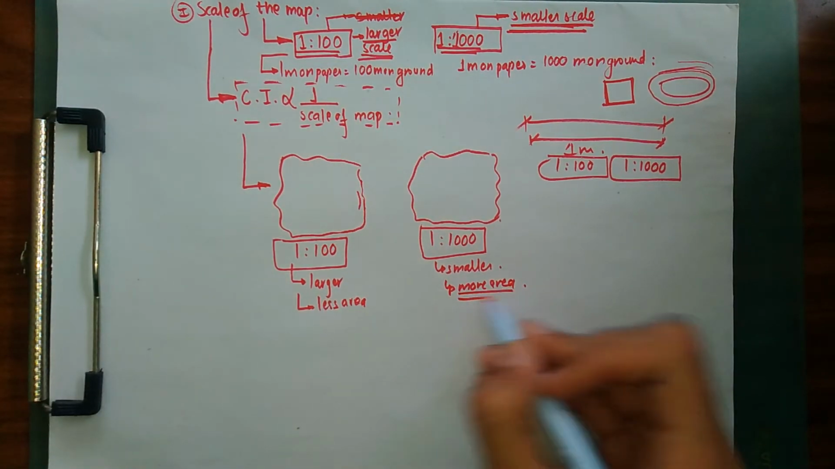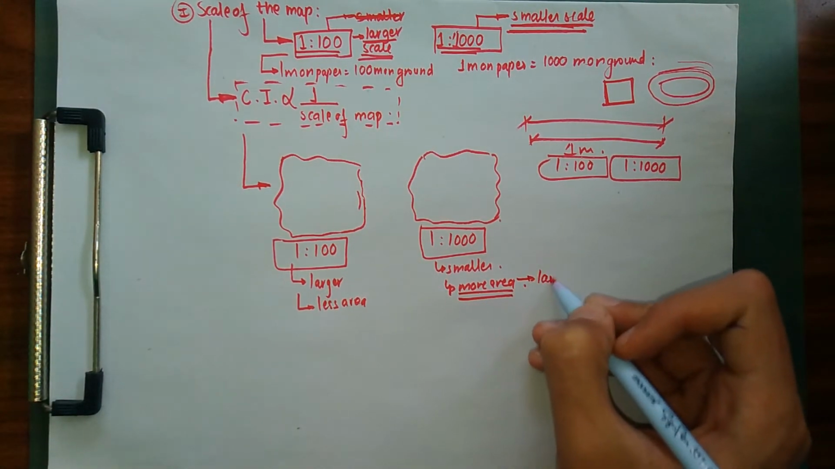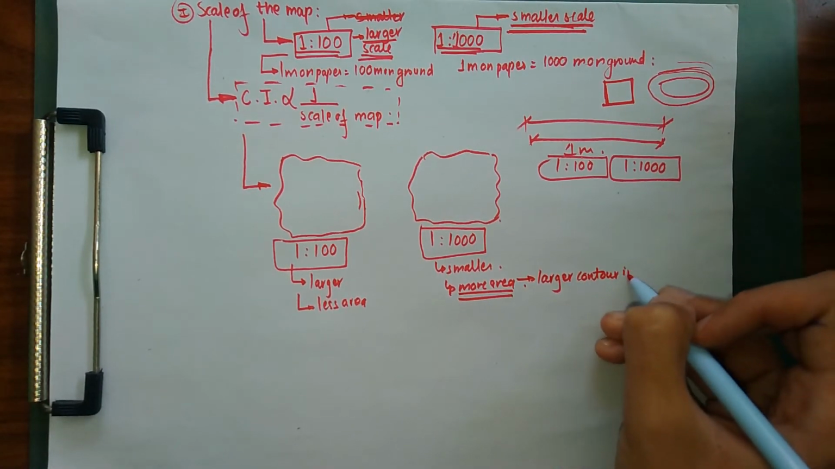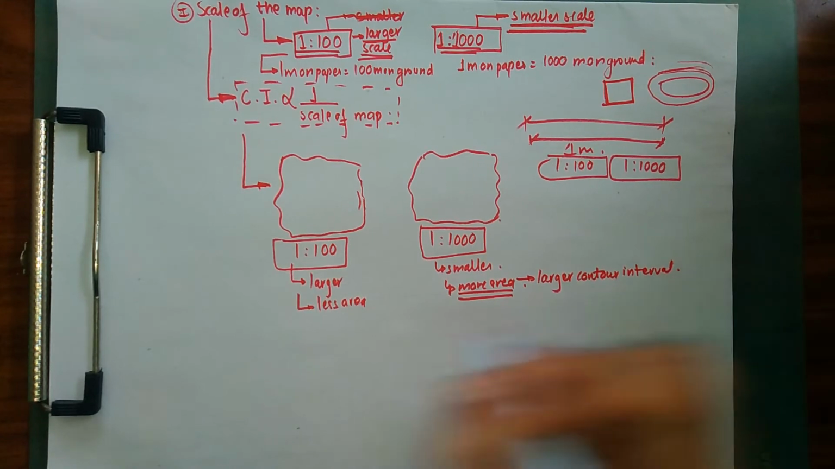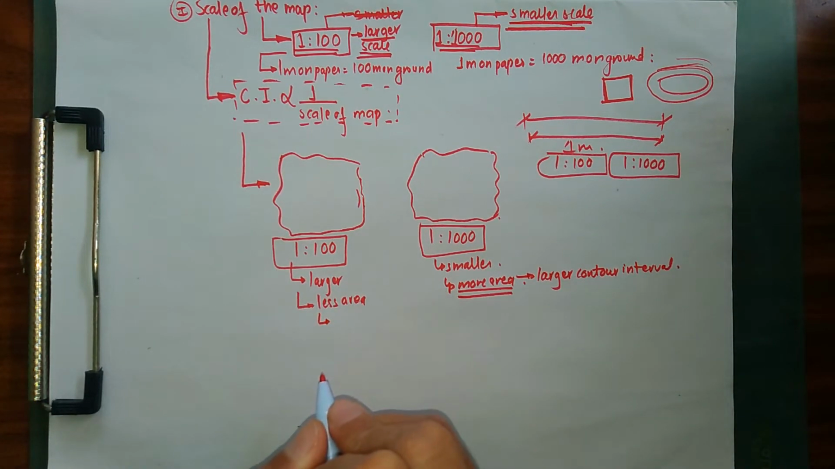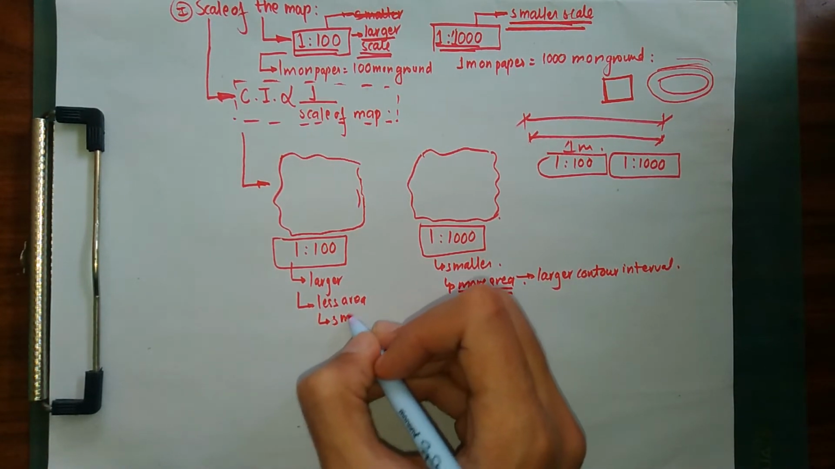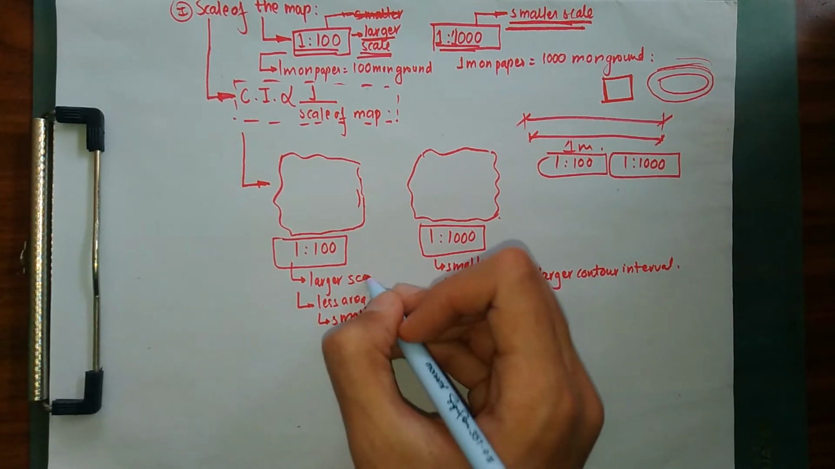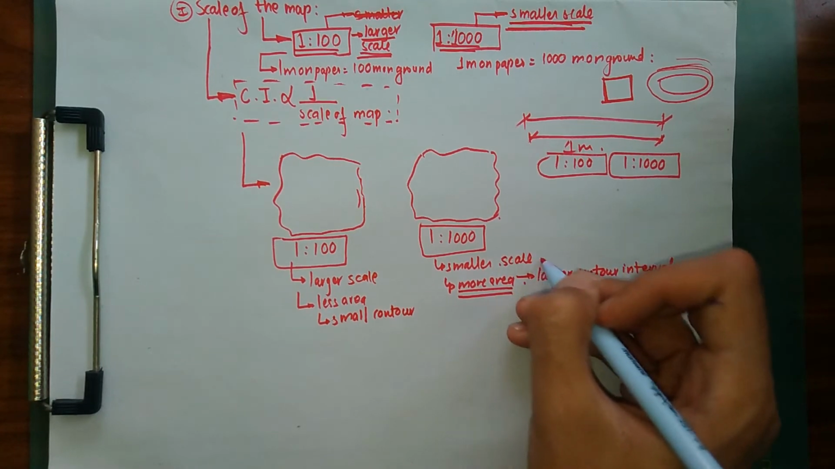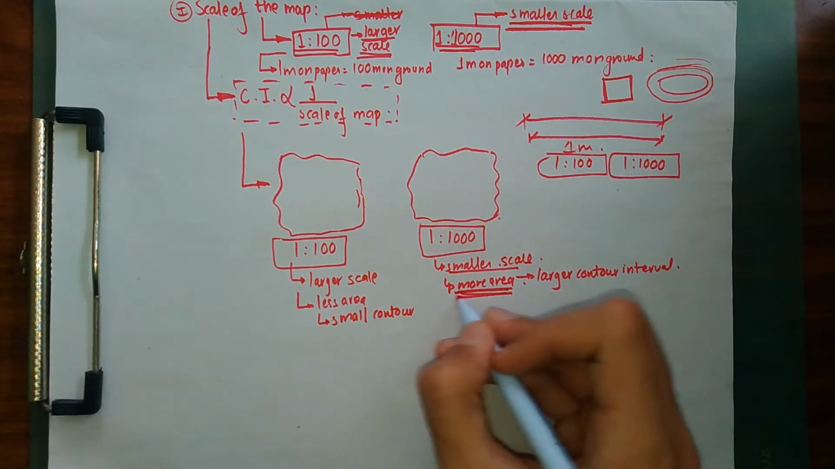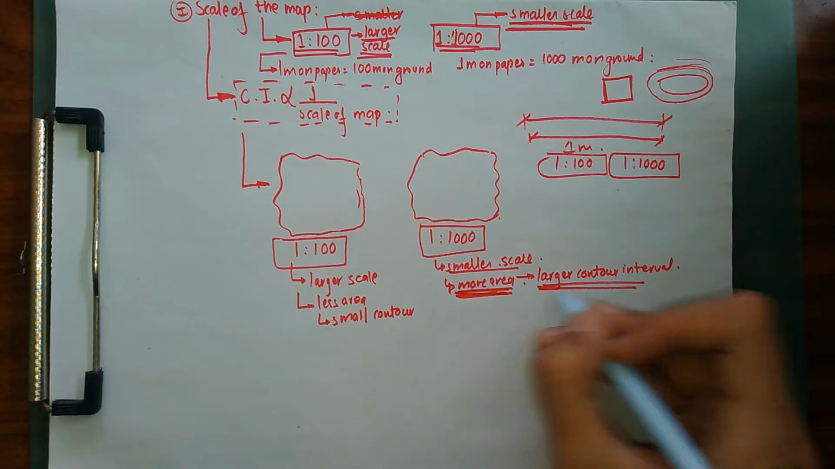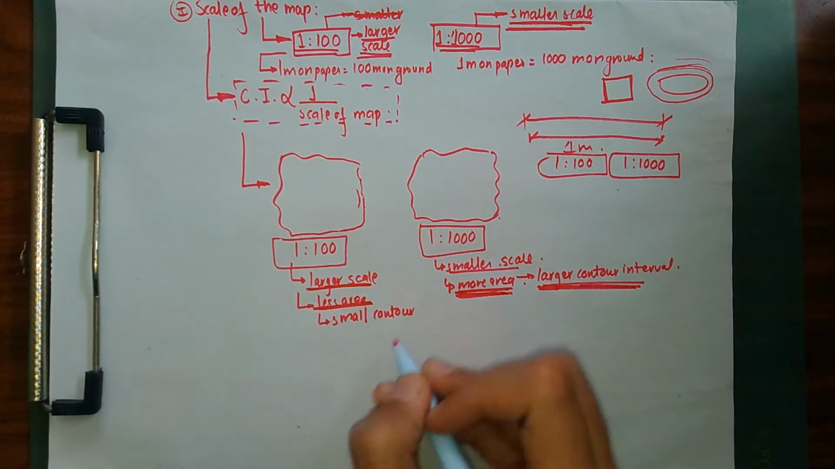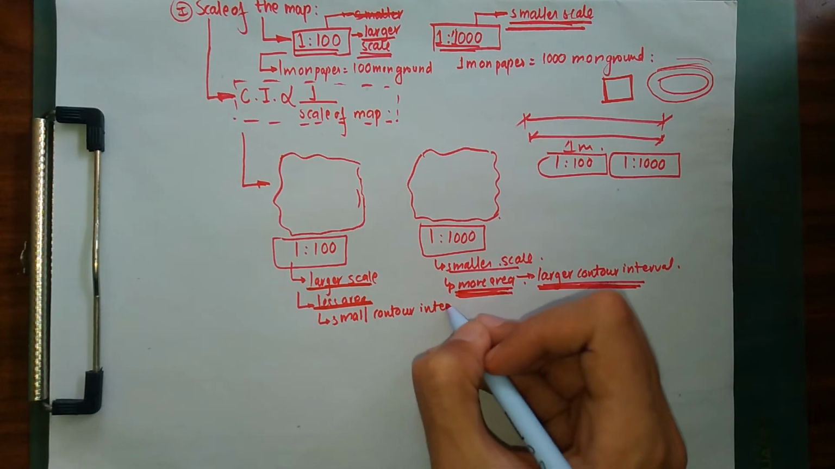Since it covers more area, I need to use a larger contour interval. While since this covers less area, I'm going to use a small contour interval. This is my larger scale, this is my smaller scale. The smaller scale covers more area, so I'm going to use a larger contour interval, while the larger scale covers less area, so in this case I'm going to use a small contour interval.